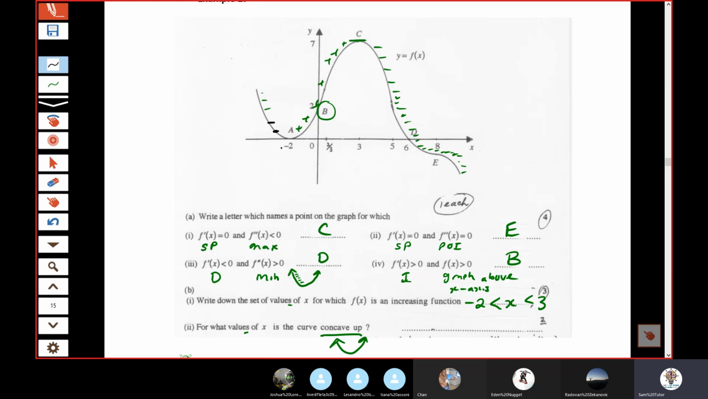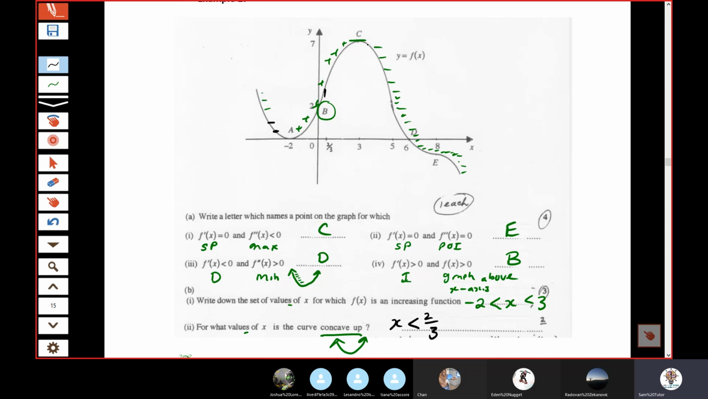What stops your concavity from being concave up? Point of inflection. So where's your point of inflection? Somewhere here. At 2/3. 2/3. Yeah. So it is concave up when x is less than 2/3. Yeah. So I mean you overkilled it. X is less than 2/3, concave up.